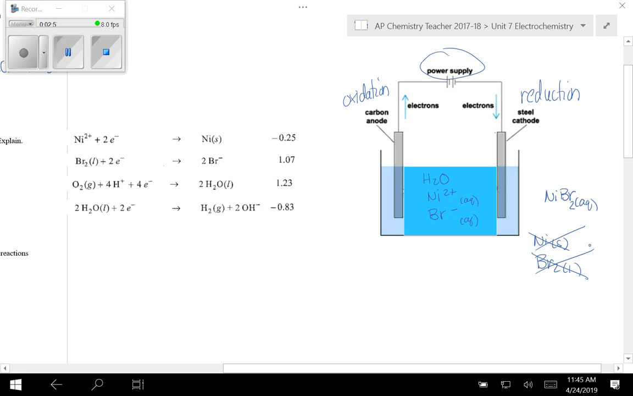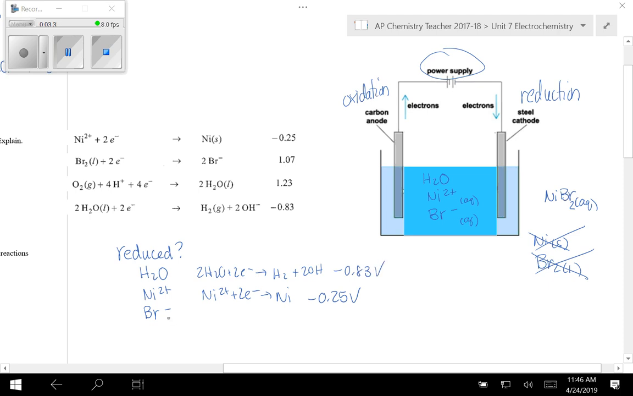Okay, so let's first look at our reduction. So who is going to be reduced? My things that could possibly be reduced, it could be water, it could be nickel, or it could be bromide. Okay, so let's look here. This gives us the reduction of nickel. It looks like this. It's got a reduction potential of negative 0.25. Then I look through and see, okay, here's the reduction of water. So water can also be reduced. And it's got a reduction potential of negative 0.83.